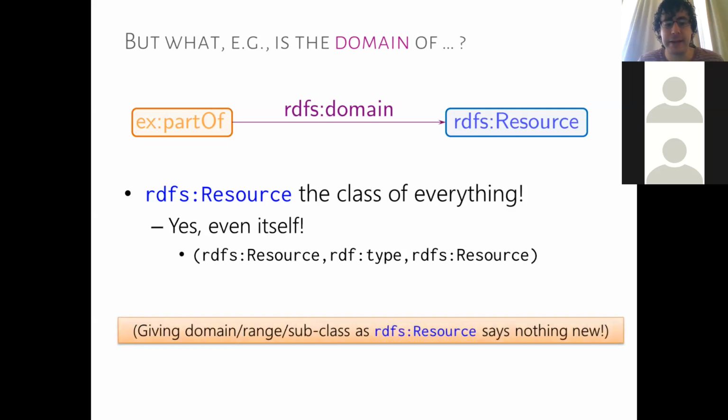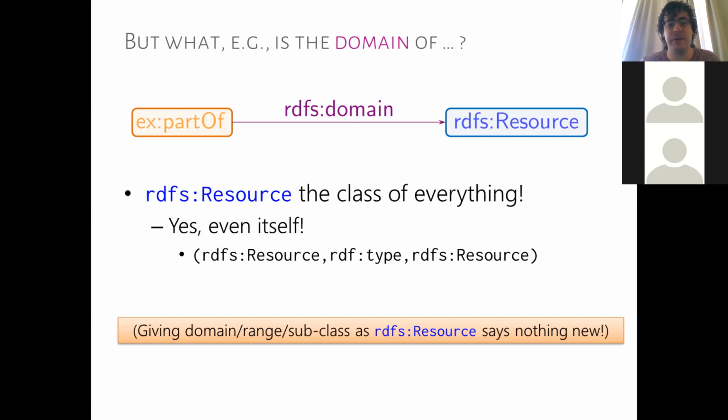Anything with identity. So giving domain, range, or subclass resource says nothing new. If we define the domain or the range or the subclass of resource, we don't really say anything. What we're saying is essentially that the subject of a part of relation can be anything, or it's of type resource, but we already know that everything is of type resource. So there's no new information. Or if we say movie subclass of resource, we don't say anything new, because we already know that everything is a resource.